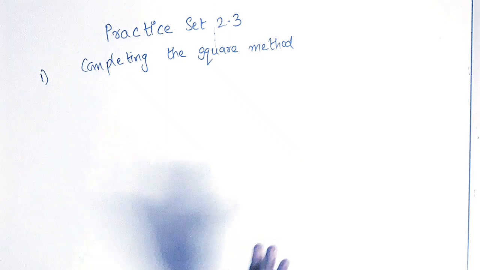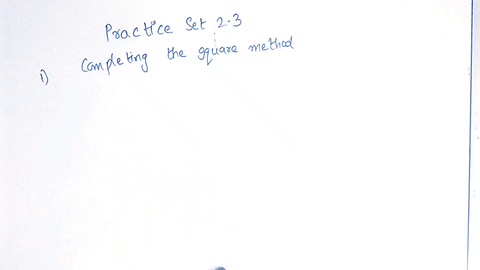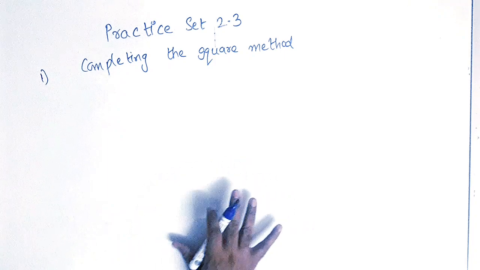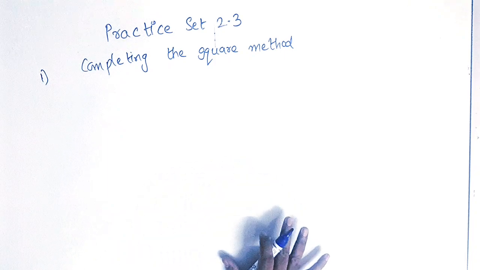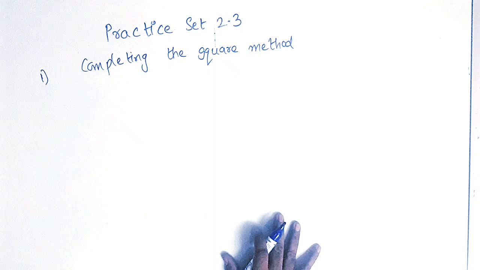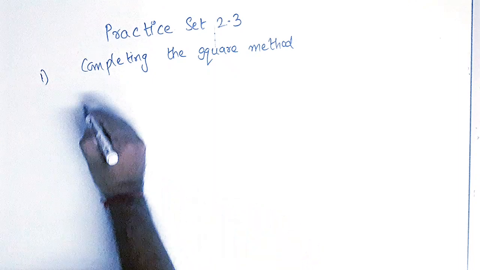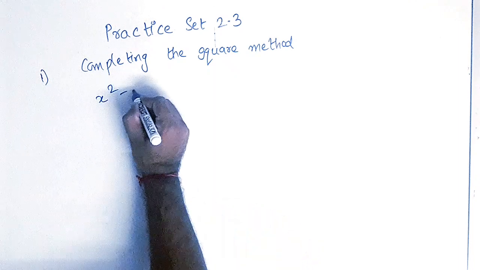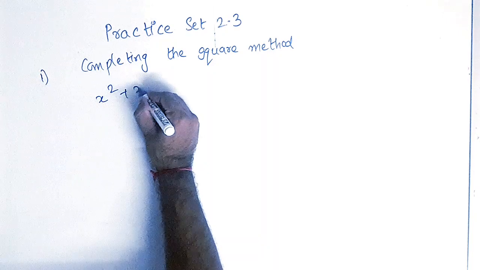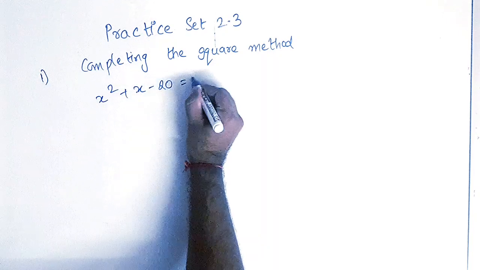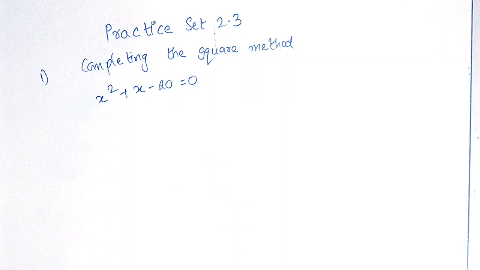Just where you have to make the changes and how you will be turning it into the a square minus 2ab plus b square form, you have to be attentive. Okay, so the first sum says x square plus x minus 20 equals 0. Now you have to solve it by the completing the square method. Now what is this method?